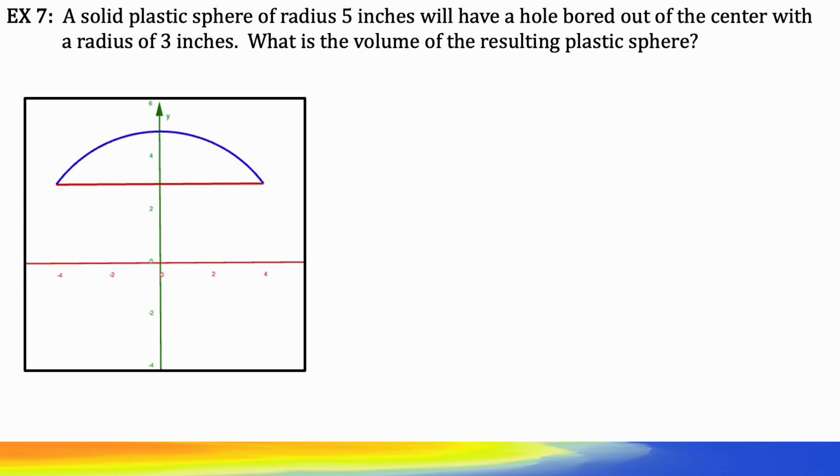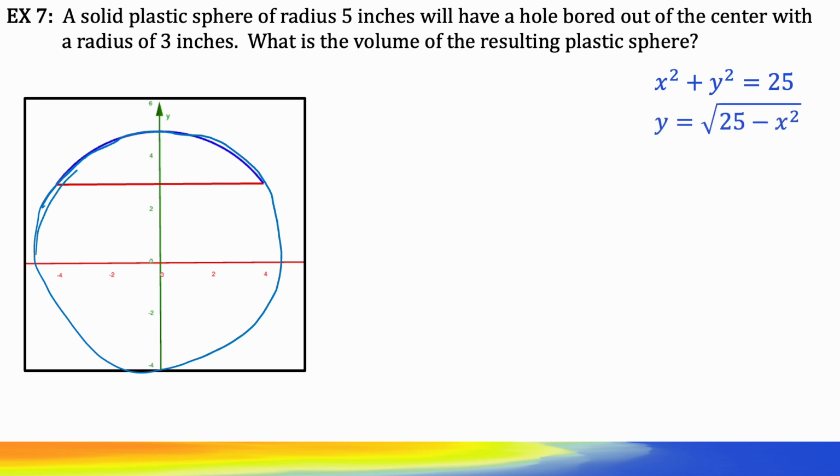Here we have a solid plastic sphere of radius 5 inches, and it's going to have a hole bored out of the center with a radius of 3 inches. So what is the volume of the resulting plastic sphere? They didn't give us any functions or equations to work with, so we know that this circle right here, the top of that, well, it's a circle. The equation for that is x squared plus y squared equals 25. And if I solve for y, I can just get the top half, okay? That's the square root of 25 minus x squared.